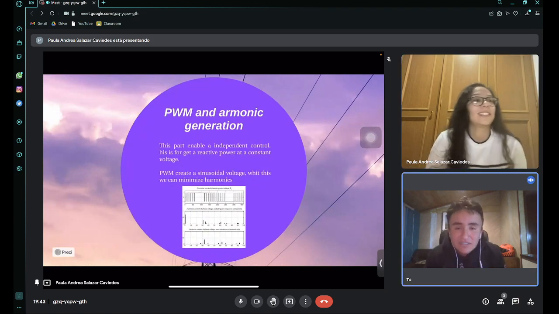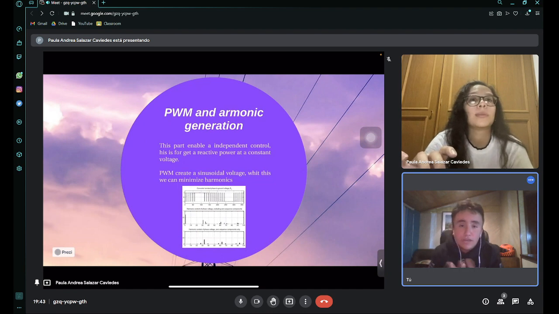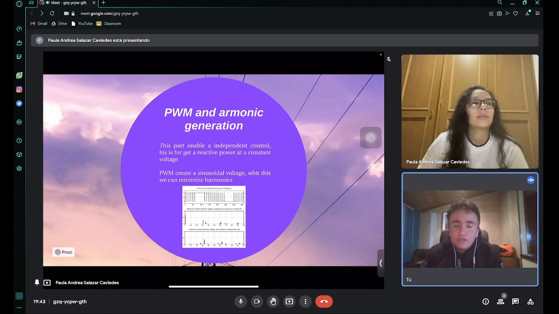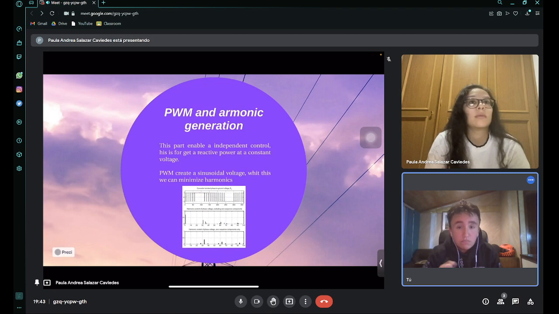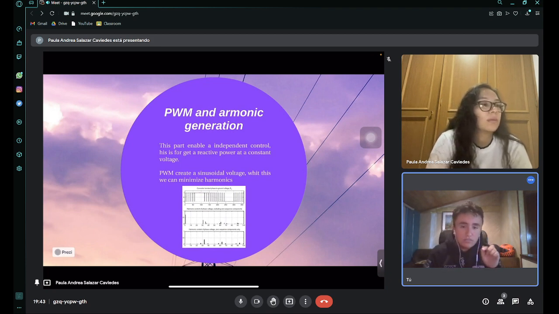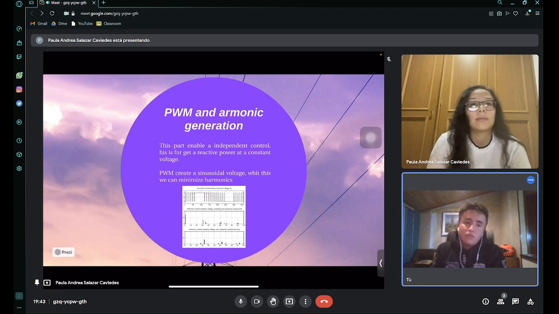For this chapter, we are talking about harmonic generation, and we try to cancel it with PWM. This part enables independent control of active and reactive power at a constant voltage. PWM creates a sinusoidal voltage like this, and we can minimize the harmonics.